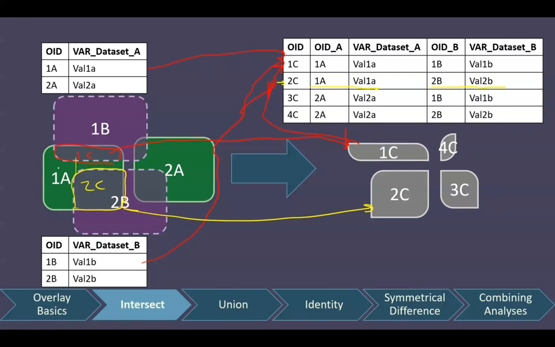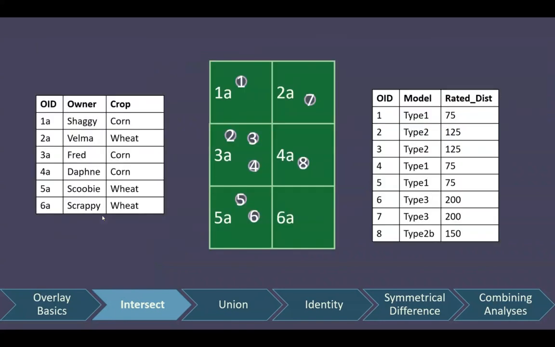So for 1C, it was coming from 1A and 1B. And for 2C, it was coming from 1A and 2B. Hopefully that makes sense. So let's go ahead and look at another example.